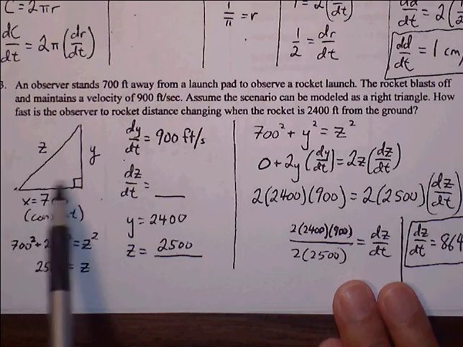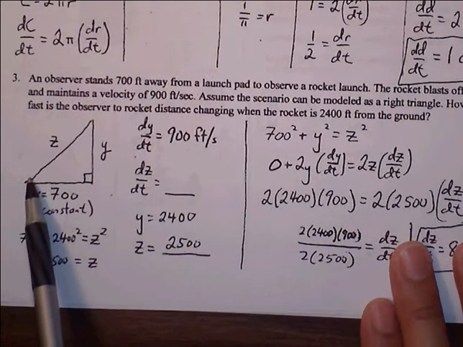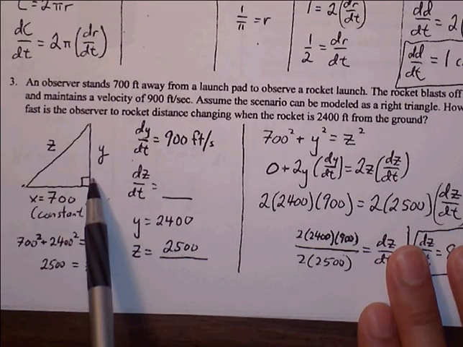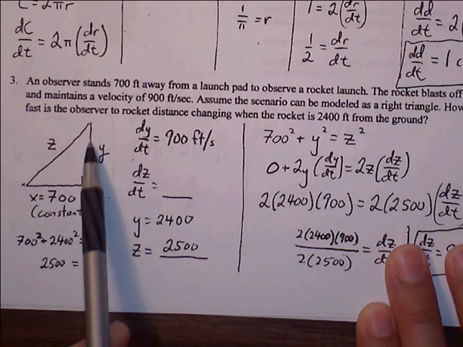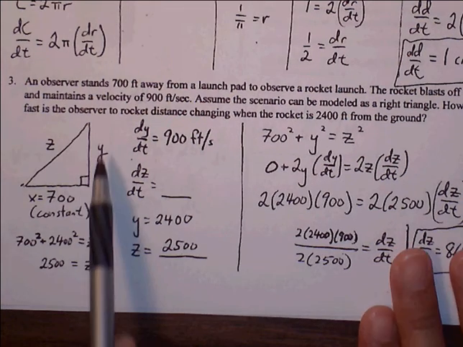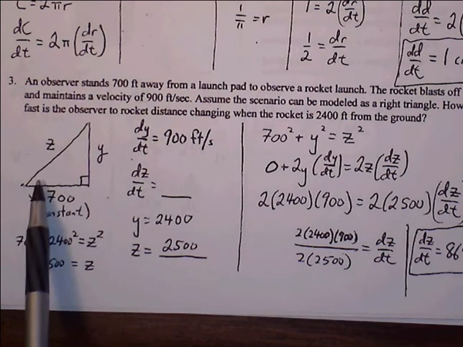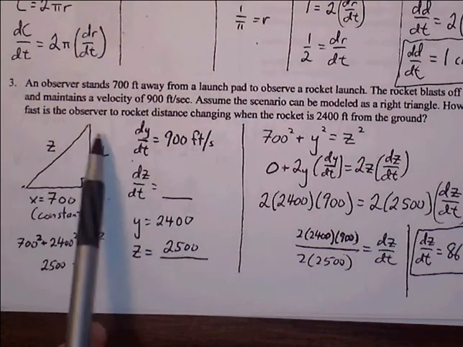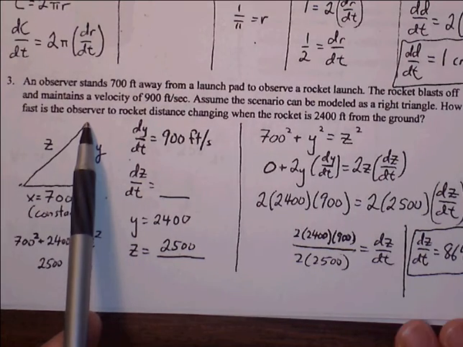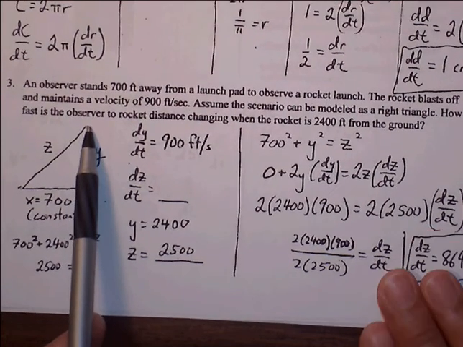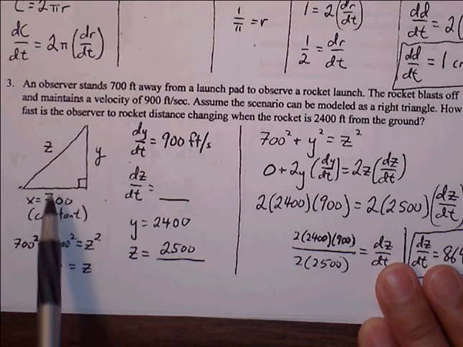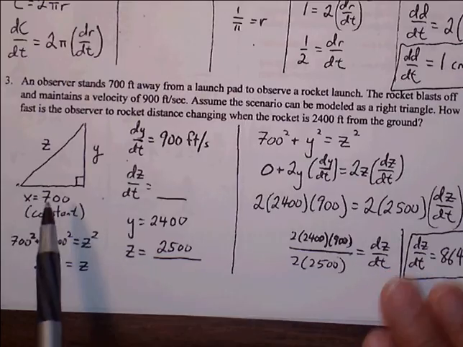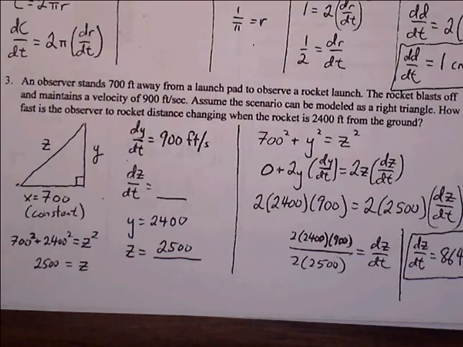So here's the observer standing at the corner of this right triangle. The launch pad is here, and the rocket is going to be launched directly vertical to the ground. The distance between the observer and the rocket at any moment in time will be given by z. So we have 3 variables related to one another in the sides of a right triangle, so we know we can use the Pythagorean Theorem here.